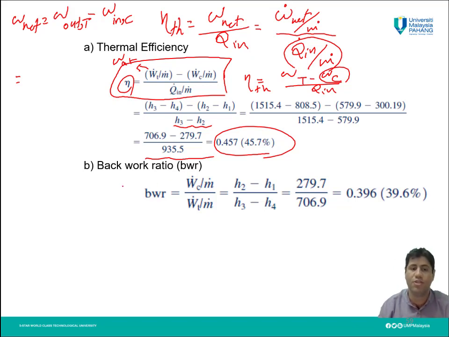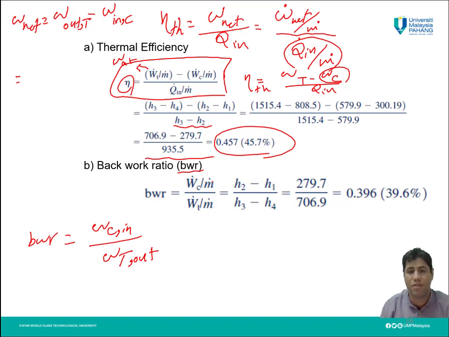In part B of the question, the back work ratio needs to be calculated. Back work ratio, or BWR, is equal to the fraction of the work which is given to the compressor, W_C in, divided by the work produced, or W output, of the turbine. Based on the mass unit, we can write W dot C divided by m dot, W dot T divided by m dot, or W_C in and W_T out.